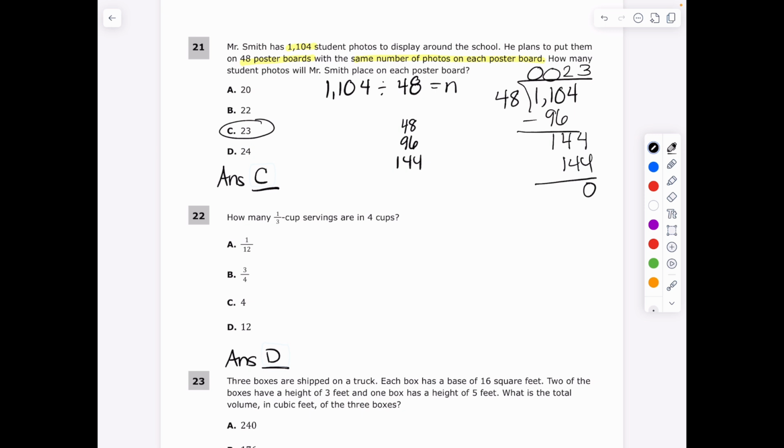All right, the next one, we've kind of done one like this before. How many 1/3 are in 4 cups? So we did this. This was division.